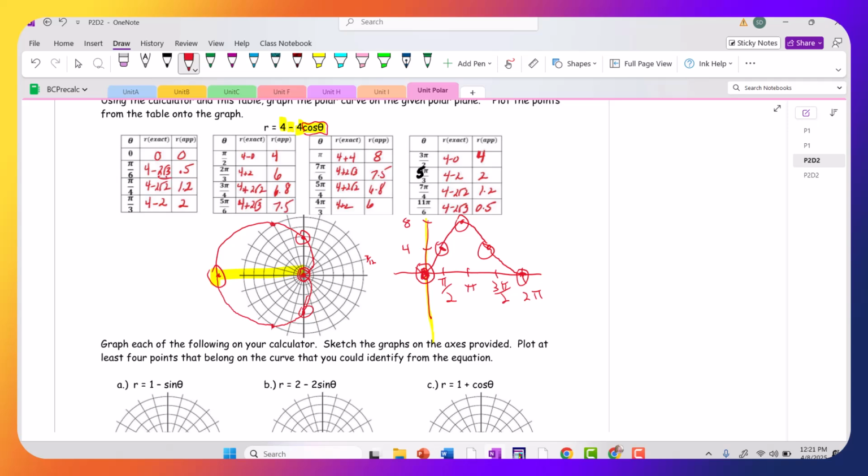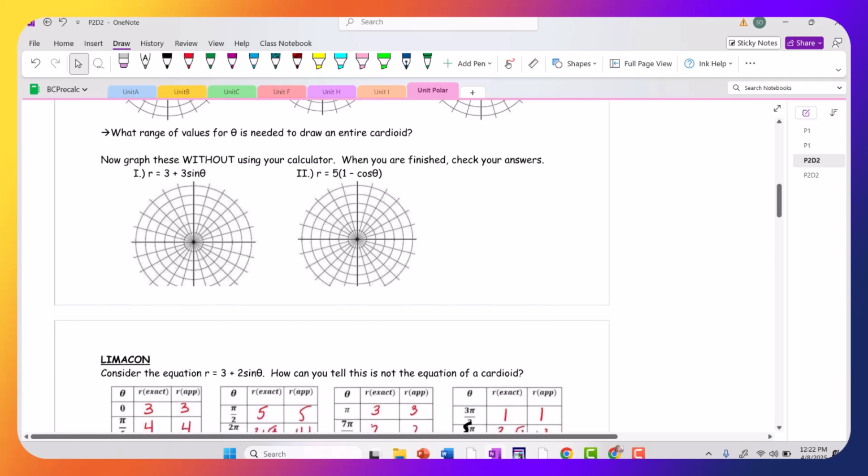All right. And then what we tell our AB students is for a cardioid, these values right here are right on the x-axis. There's no above or below. And then this really helped me on the next two. So here's how I graph this by hand.